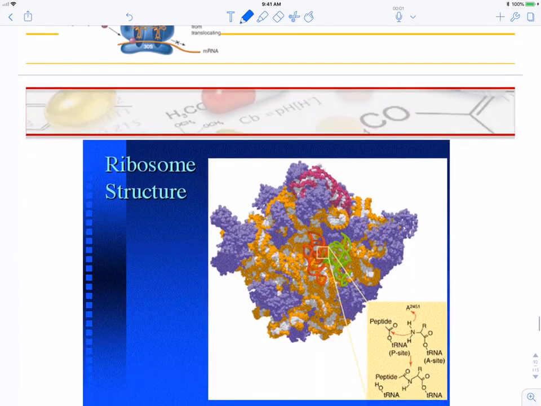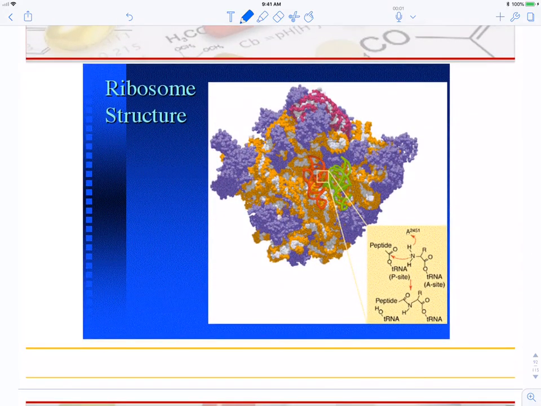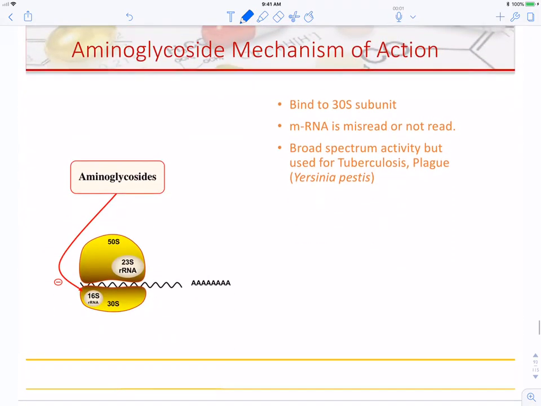And so here is the structure of the ribosome, highlighting its complexity. In purple we have protein, and in yellow, purple, orange and green we have RNA. So again, highlighting the complexity of the structure that comprises both RNA and proteins.